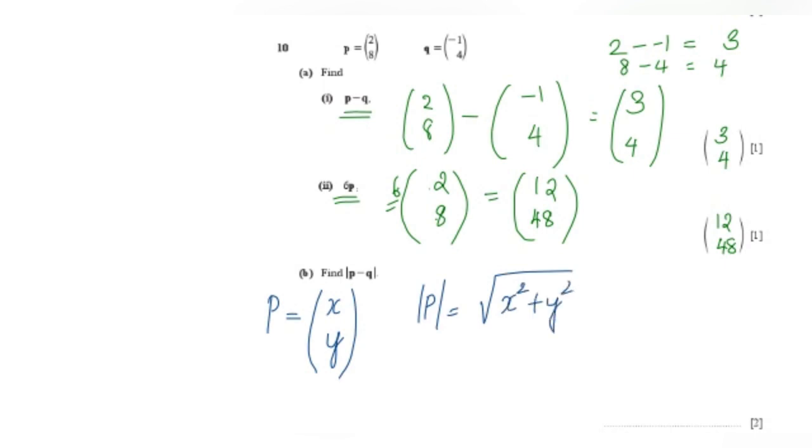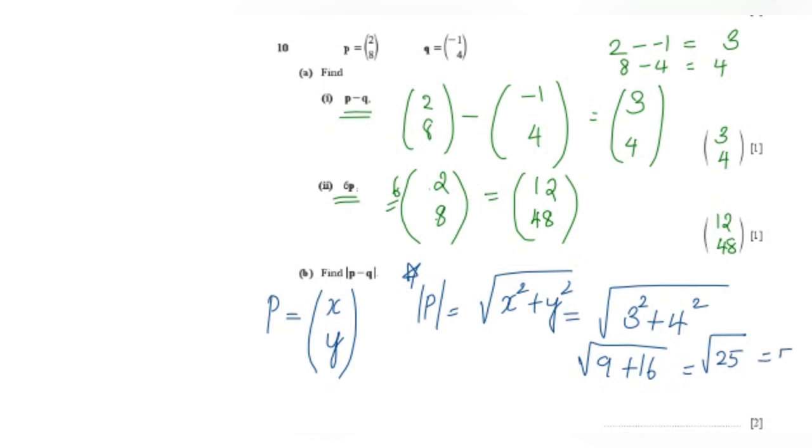This is the formula. So on applying this to P minus Q, to get the modulus value of P minus Q, root of 3 square plus 4 square, which is 9 plus 16, and that is root 25, which we know is 5. So modulus value of P minus Q is equal to 5.